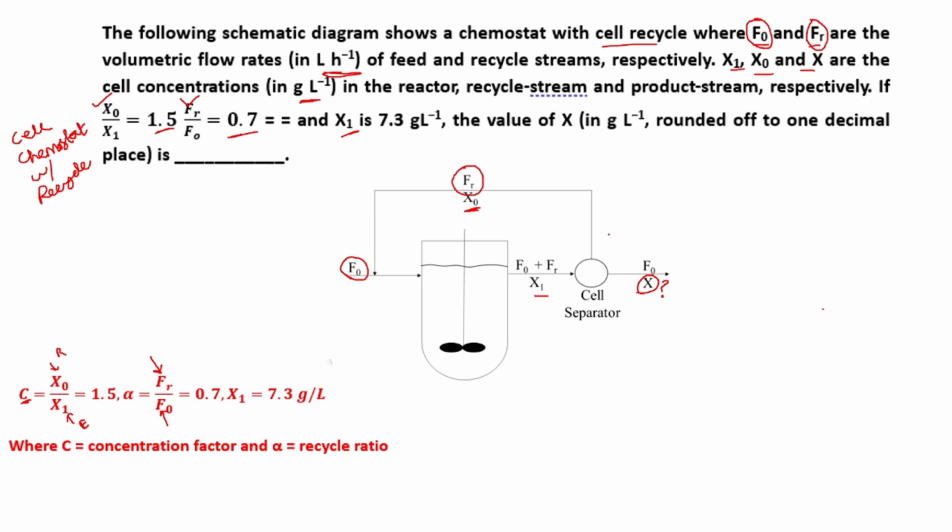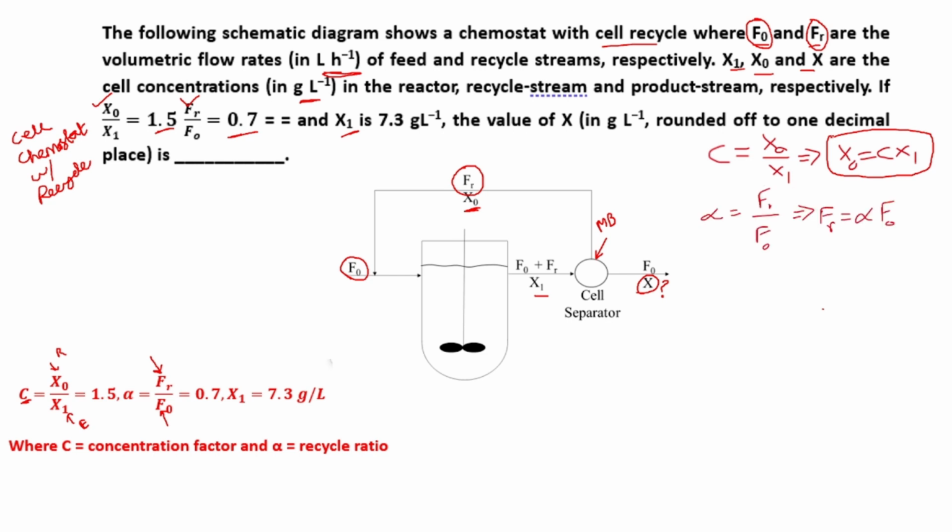Now what we have to do is a mass balance around this cell separator. Why mass balance around this cell separator? Because we need to find the value of x, and x is getting generated from this cell separator only. So first, we have told you that this concentration factor C is actually x0 by x1. From here by transposition we can write x0 is equal to C times x1. This is very important. This we will utilize later.